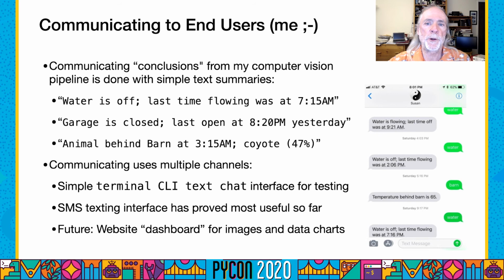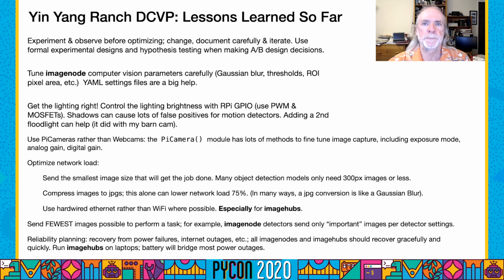And finally, I need to communicate with end users. So I've got a little texting routine, and it sends messages like the water is off. The last time it was flowing was at 7:15 a.m. There was an animal detected behind the barn at 3:15. Coyote, maybe, 47% confidence. There's also other ways to communicate. I've got a CLI text interface, a texting interface, and I'm building a web dashboard.